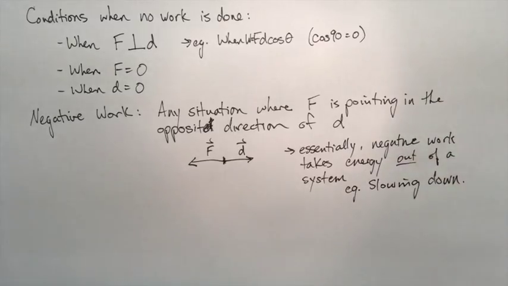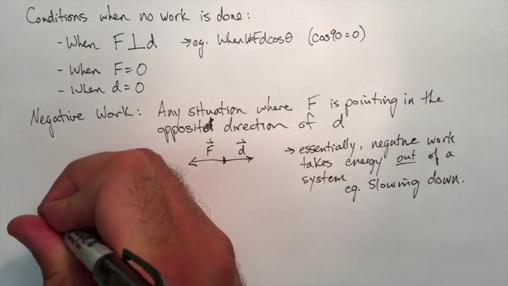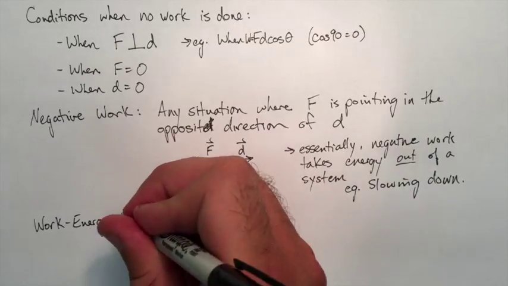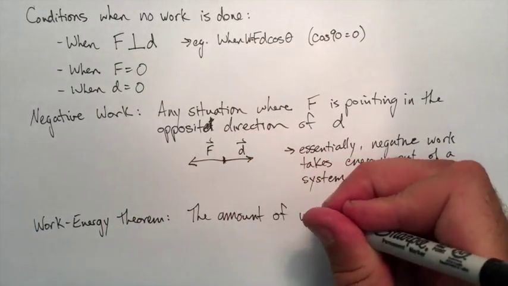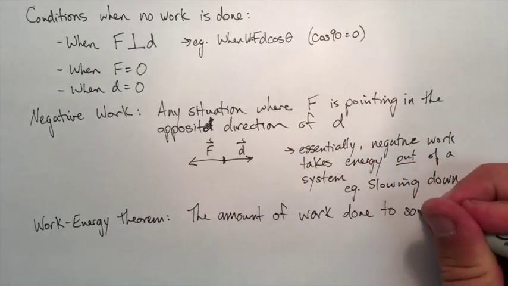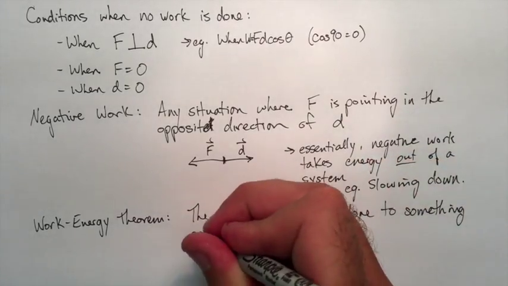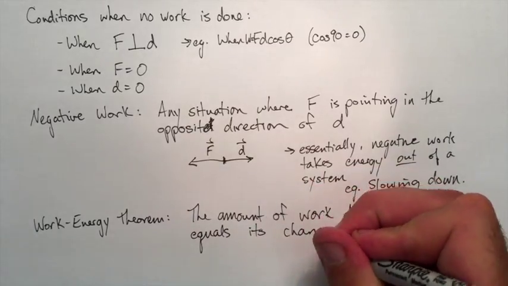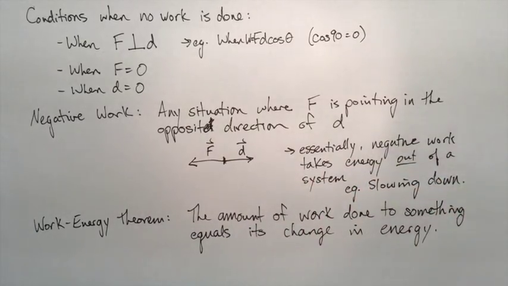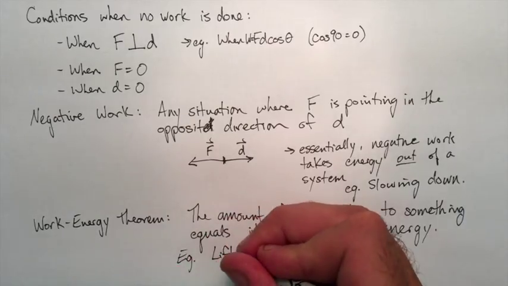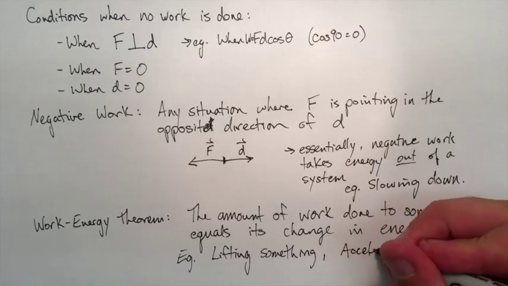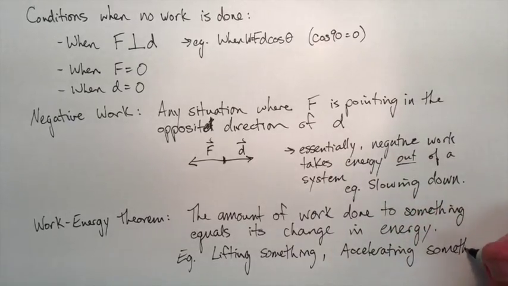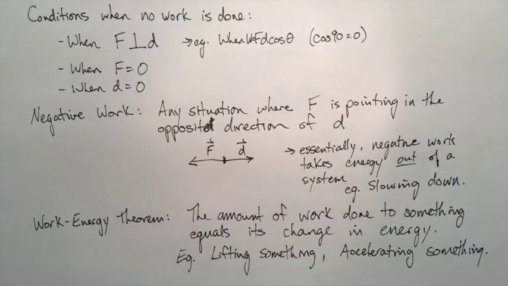So this leads up to the next statement down here, which would be the work-energy theorem. This is a central component to how work and energy are connected. Any work done to a system equals its change in energy. So if you throw a football forward, you're doing work to it to speed it up. That work that you do is equal to its kinetic energy afterwards. Same with lifting something. If you lift it, you change its gravitational potential energy. So the work done is equal to the change in gravitational potential.